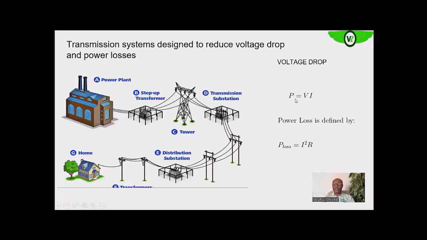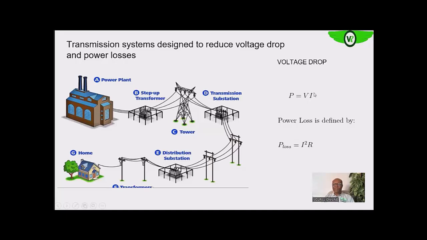Okay, so since this is constant, if V is going up, I will do what? Will come down. If I is going up, V will come down, because both of them are inversely proportional from that particular power equation. So now we need small I because we want to reduce the voltage drop. Are you getting me? So for us to reduce this I, it means that we need to increase this V, so that this I will be as small as possible.